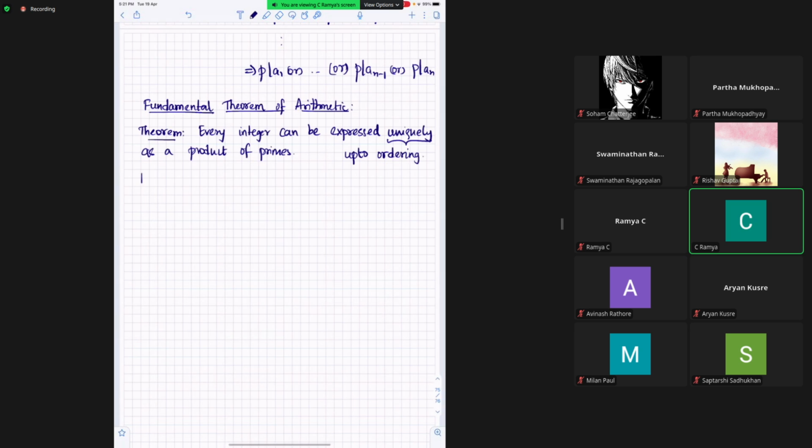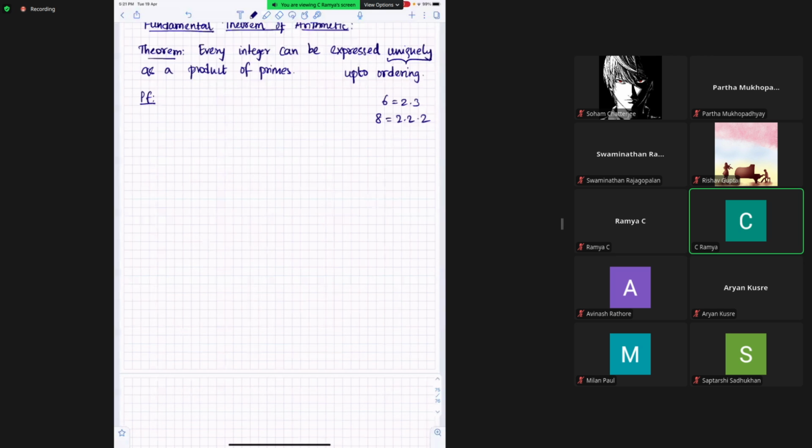So we need to prove this, but is the statement clear? For example, 6 is 2 times 3. Similarly, we try 2 times 2, and so on. Okay. So let's first try to prove the existence.